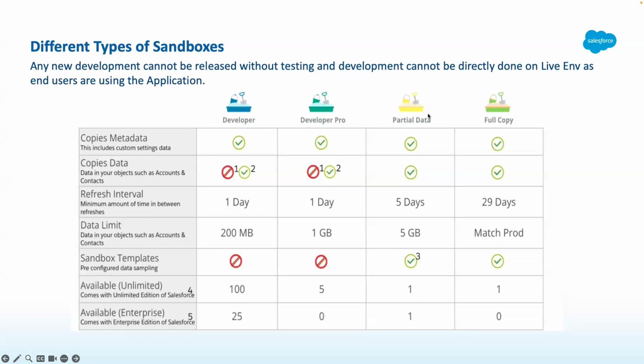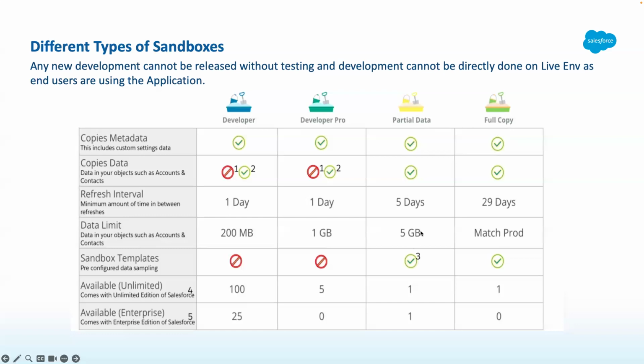So, partial data. Full copy is an exact replica, as is. If I'm having 10 MB storage in my production, I will have 10 MB storage in my full copy. If there is already 10 MB of data in my Salesforce production, full copy will also have 10 MB of data in my lower copy, in my full copy. While partial data is somewhat a lower version of your full copy. So if you see here, the data limit is 5 GB. So even if you have 100 GB of storage in your Salesforce production environment, the only possible storage in partial data is 5 GB.